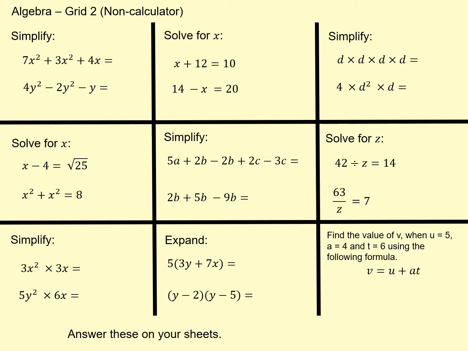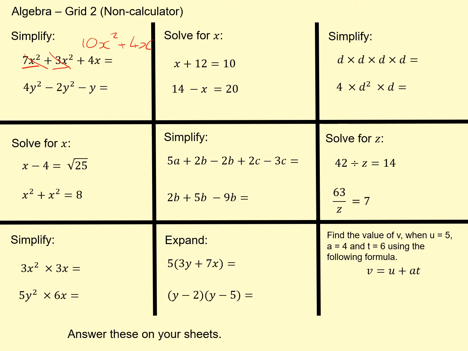So we're looking to collect our like terms. So I can combine 7x squared and 3x squared to give me 10x squared. Okay, so dealt with that one, dealt with that one. I've got 4x left that I can't combine with anything, so I just need to list that one separately.